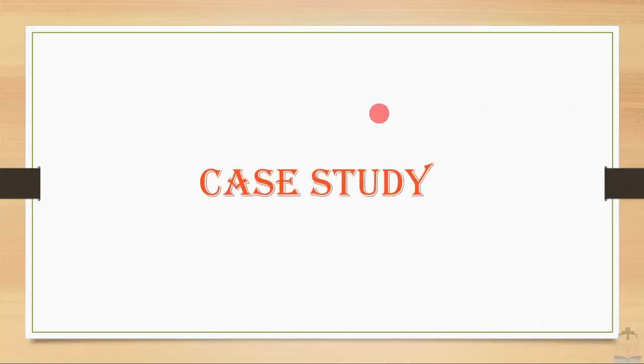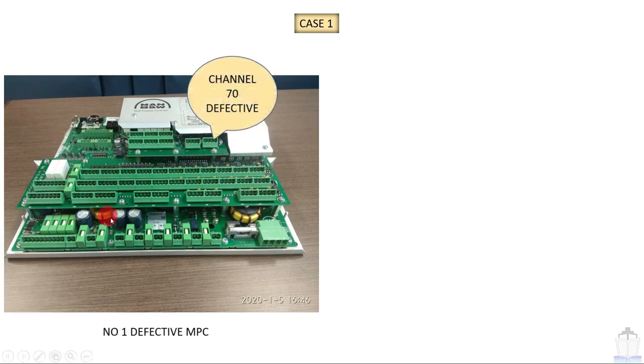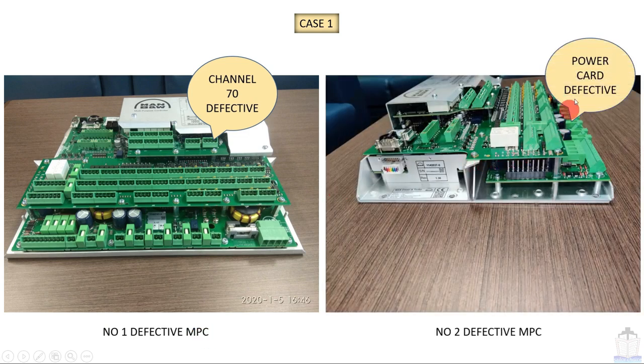Now here you are going to see some case studies. So case 1: this is a defective MPC. Its channel number 70 is defective. Channel number 70 is defective means you have to discard this MPC, you cannot use it. Okay, so this is the number 1 defective MPC. Second defective MPC is its power card is defective. Okay, power card is defective. This input output card, outer card, motherboard, etc. all are okay.